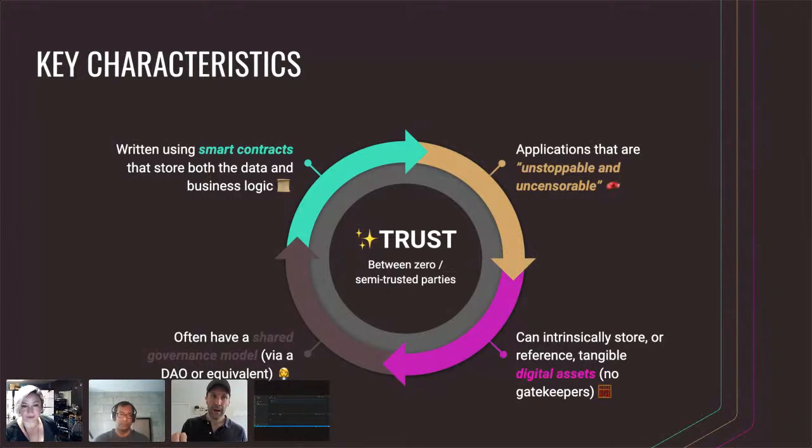Similarly, going round clockwise now, starting in the top right, from an application perspective, or Dapp, decentralized app, however you want to refer to it. Characteristically, they are unstoppable and uncensorable. And I personally love this quote. I think it's taken from the Ethereum Foundation, and hence the boxing glove emoji for this one.